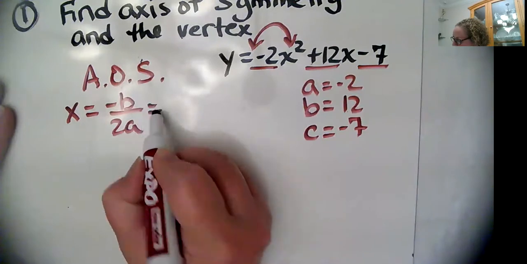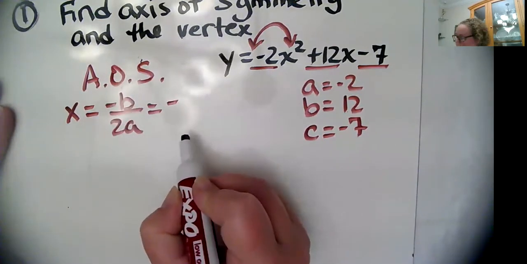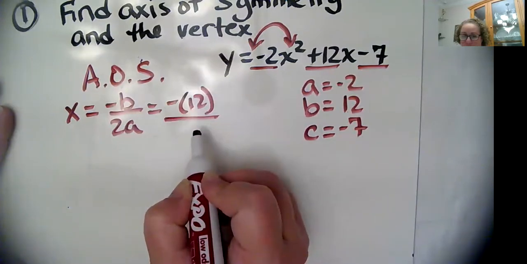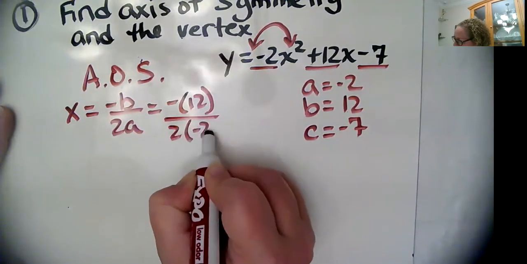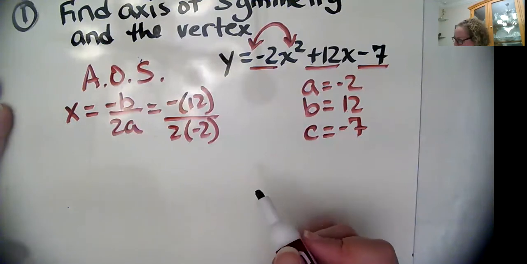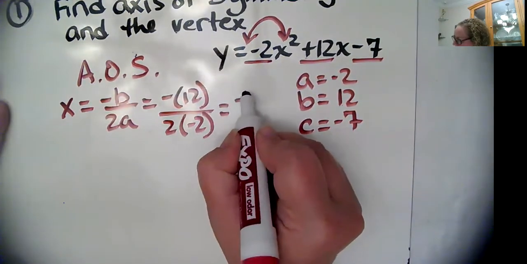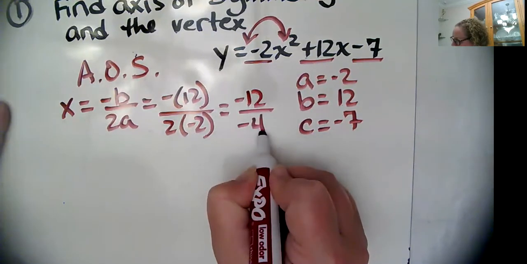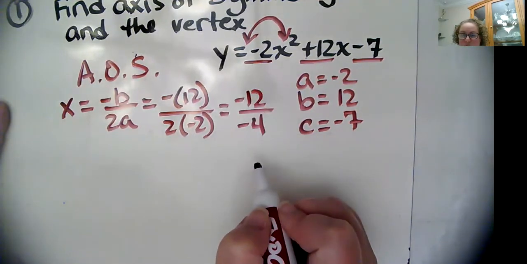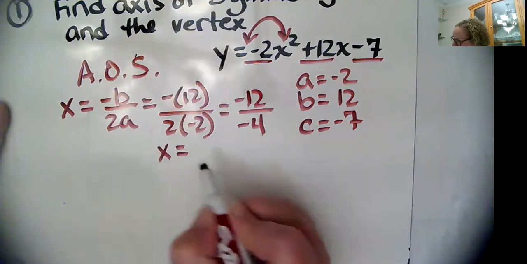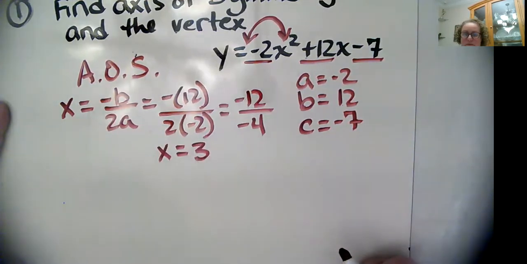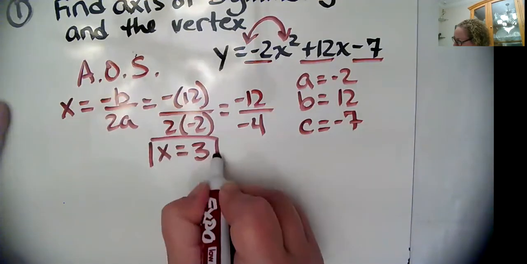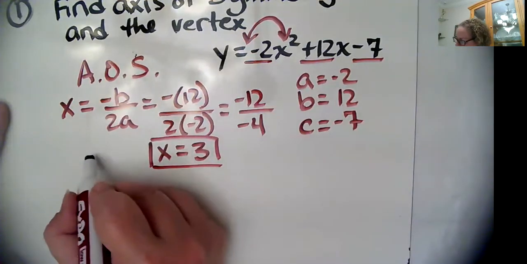So now we're going to plug everything in. We have negative because of the formula. The b is 12 over 2 times a. And then we start to simplify. So we have a negative 12 over 2 times a negative 2, which gives us a negative 4. Once we simplify this fraction, we get x is equal to a positive 3. So that's our first answer, our axis of symmetry, which is positive 3, our AOS.